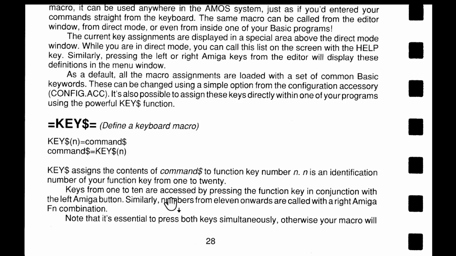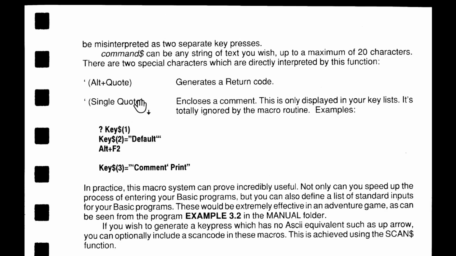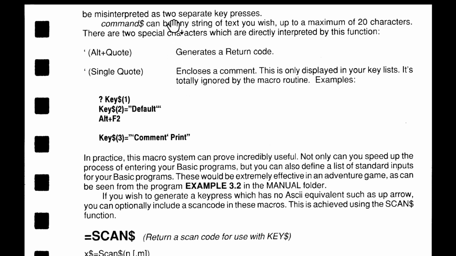Keys from 1 to 10 are accessed by pressing the function key in conjunction with the left Amiga button. Similarly, numbers from 11 onwards are called with a right Amiga Fn combination. Note that it's essential to press both keys simultaneously, otherwise your macro will be misinterpreted as two separate key presses. Command$ can be any string of text you wish, up to a maximum of 20 characters.